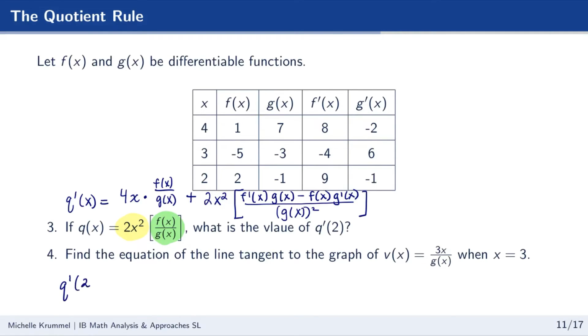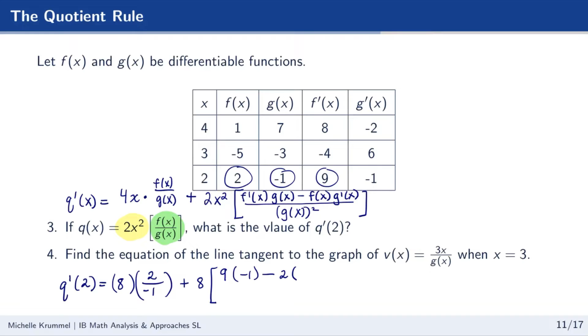So for q prime of 2, we substitute 2 in for x. 4 times 2 is 8. So I have 8 times, and then it would be f of 2 over g of 2. f of 2 is 2. g of 2 is negative 1. Plus 2 times 2 squared is 8, times, and then we have f prime of 2. f prime of 2 is 9, times g of 2, which is -1, minus f of 2 is 2, times g prime of 2 is -1, over g of 2 is -1 squared.